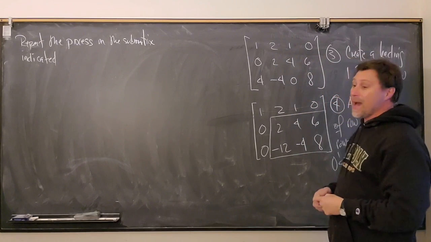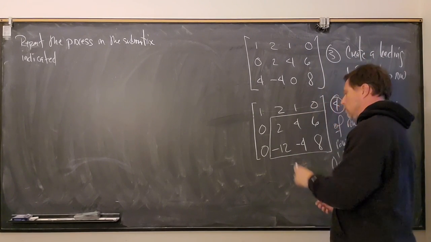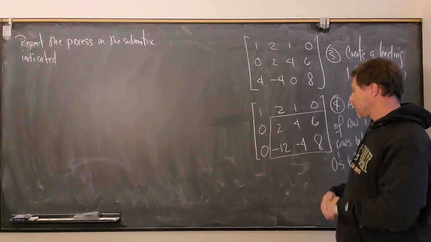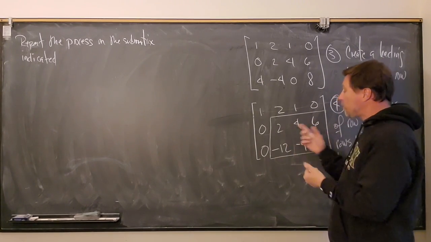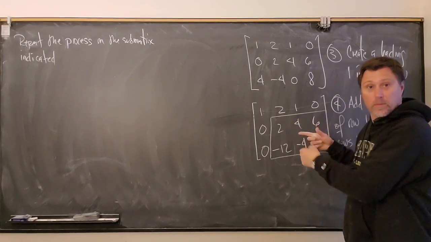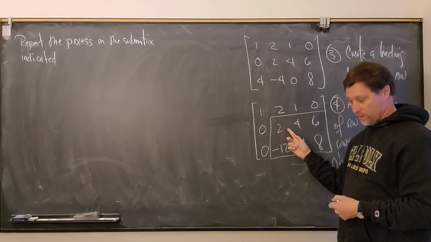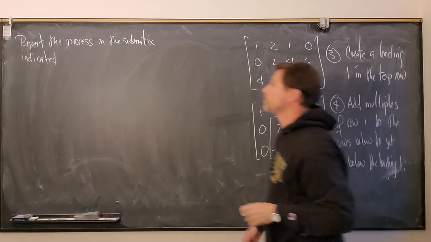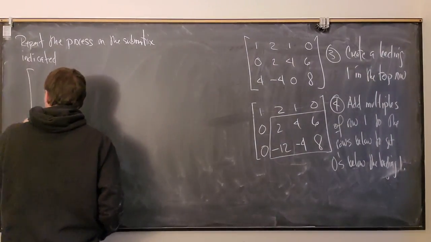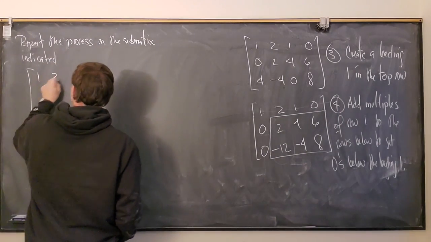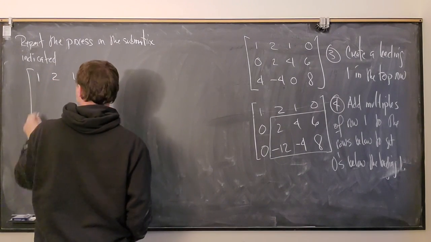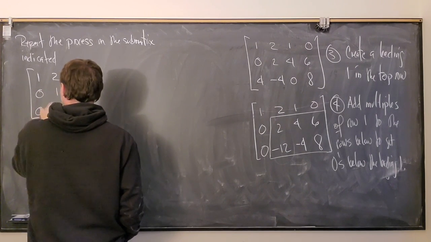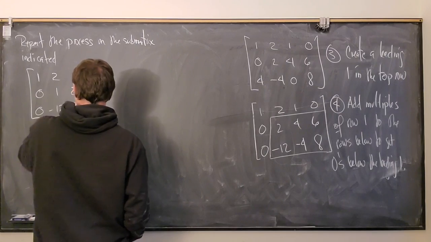The first step, identify the leftmost column that has a non-zero entry. There it is. Next step, if we had a 0 right there, I'd flip some rows so that I could get a non-zero entry right there. Next step, create a leading 1 right there. So what we'll have is 1, 2, 1, 0, 0, 1, 2, 3, 0, -12, -4, 8.